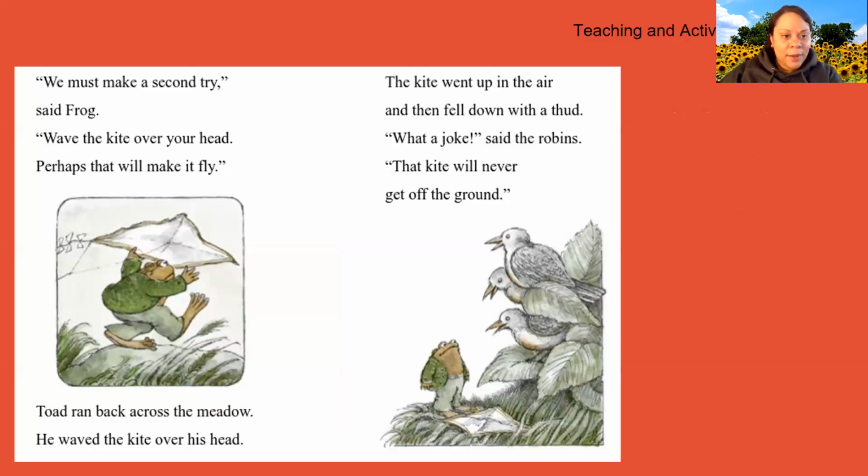We must make a second try, said Frog. Wave the kite over your head. Perhaps that will make it fly. Toad ran across the meadow. He waved the kite over his head. The kite went up in the air and then fell down with a thud. What a joke, said the robins. That kite will never get off the ground.